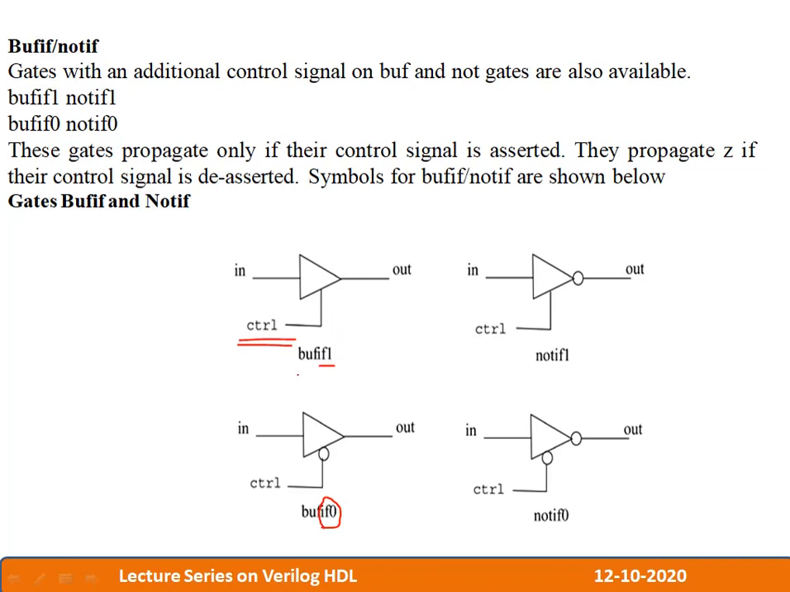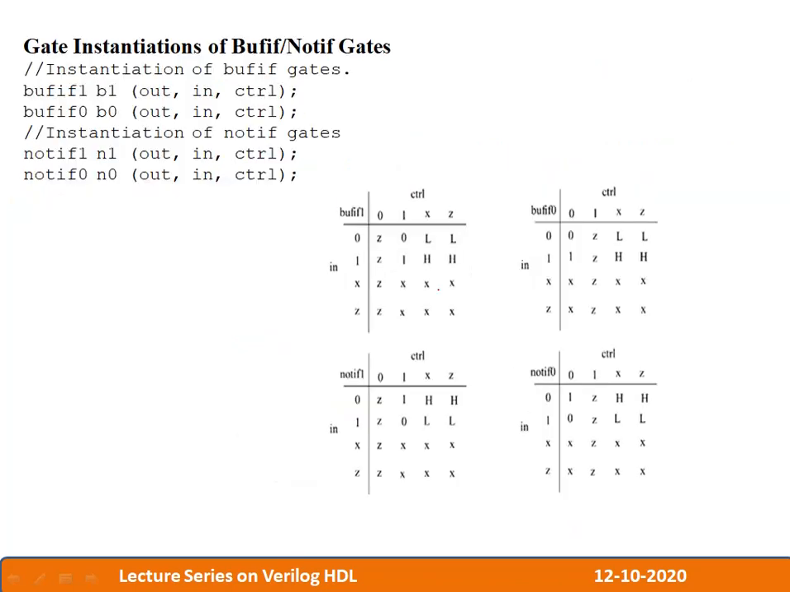So this is buff if 1, buff if 0, which means this will act as a buffer if the control signal is 1, logical 1. This will behave as a buffer if the control signal is 0. This will behave as a NOT gate if the control signal is 1, not if 1. And this will behave as a NOT gate or inverter if the control signal is 0, not if 0. So these conditional statements will be assigned to these two primitives, and the truth table is mentioned over here, and we'll be instantiating the gates. We'll try to simulate that as well. Let's quickly glance through the truth table.